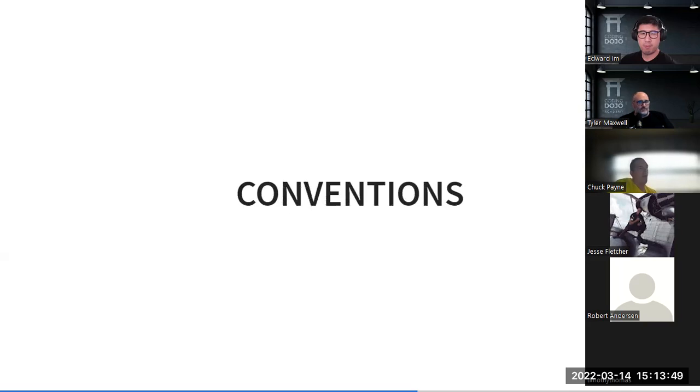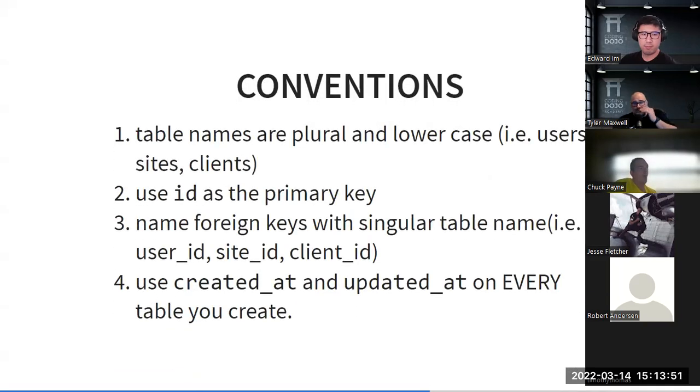So, conventions. We talked a little bit about this this morning when I did the demonstration. When we make a table, we use plural and lowercase names. Examples would be users, sites, clients. And we use ID as the primary key, meaning we don't say user's ID or client's ID. The name of the primary key on every table is just ID. And we use the same process every time: primary key, not null, and then auto increment.